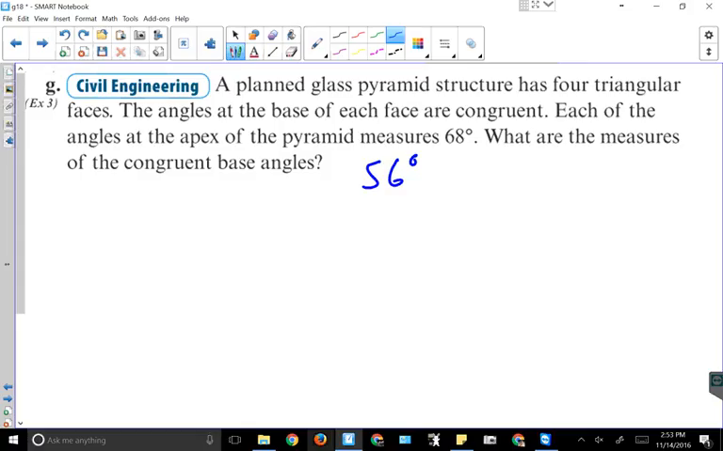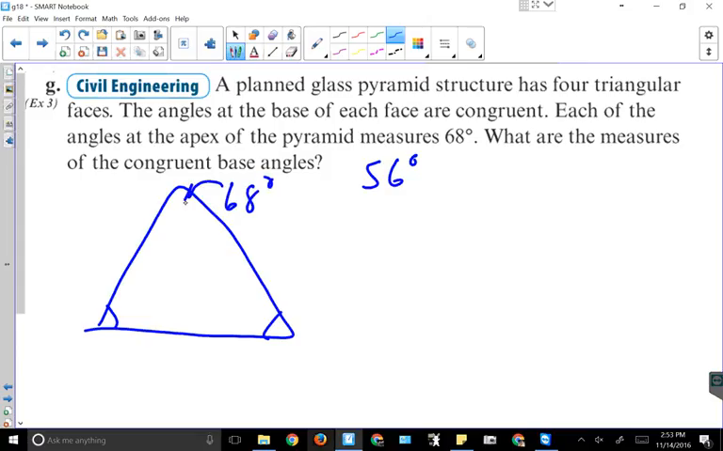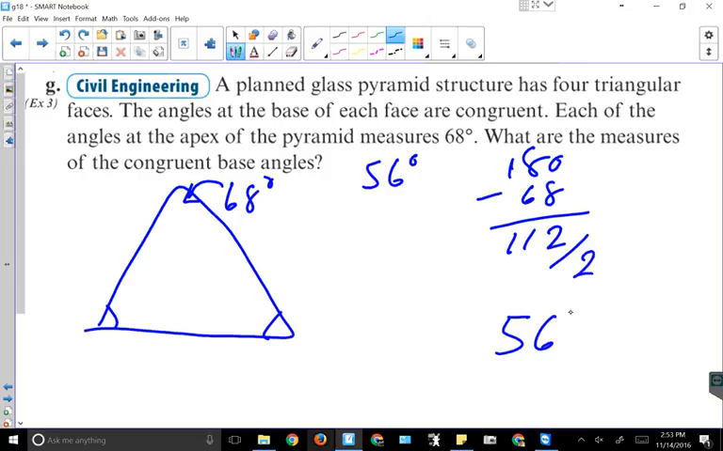It says a planned glass pyramid structure has four triangular faces. The angles at the base of each face are congruent. So I know it's got to be something like this, where that and that are going to be the same. Now they tell me the apex is 68 degrees, so that's got to be up here. So if I take 180, subtract off 68, I'm left with 112, correct? Since those have to be the same, I divide by 2 and I end up with 56 degrees. Excellent.